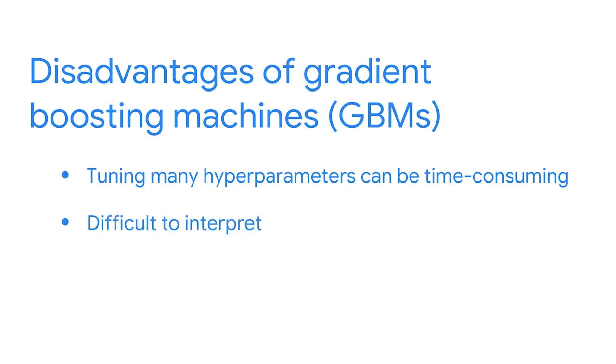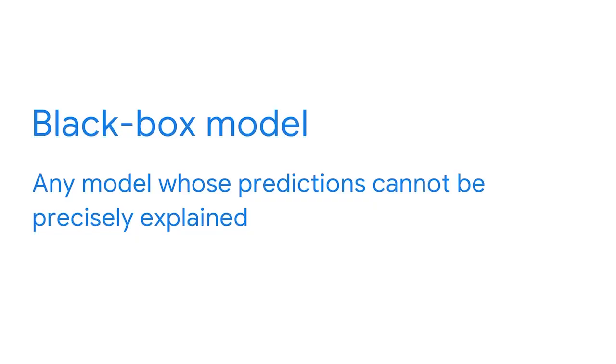Another drawback is that they can be difficult to interpret. GBMs can provide feature importance, but unlike linear models, they do not have coefficients or directionality. They only show how important each feature is relative to the other features. Because of this, they're often called black box models. This is a model whose predictions cannot be precisely explained. In some industries, such as medicine and banking, it's essential that your model's predictions be explainable. Therefore, GBMs are not well suited for some applications.